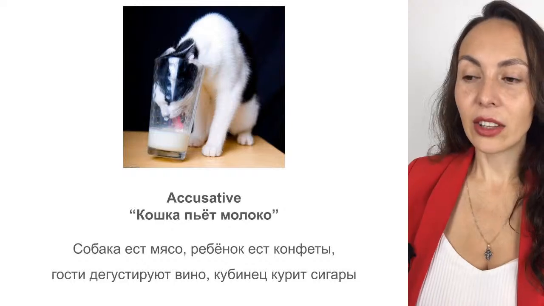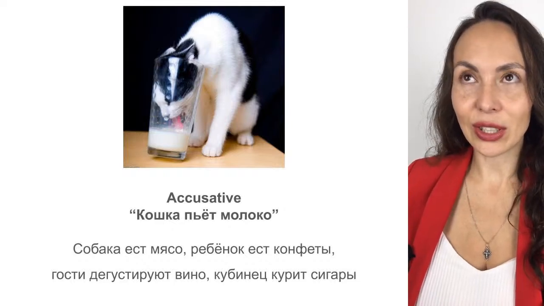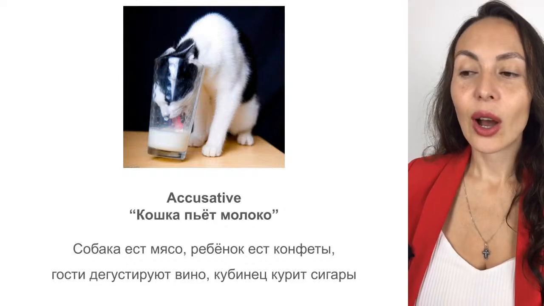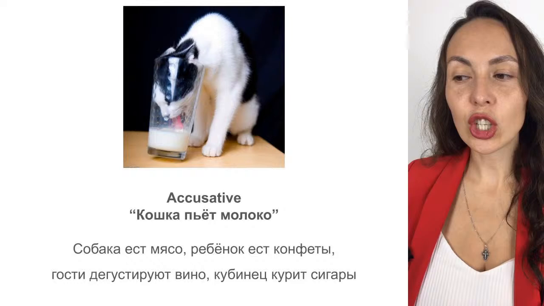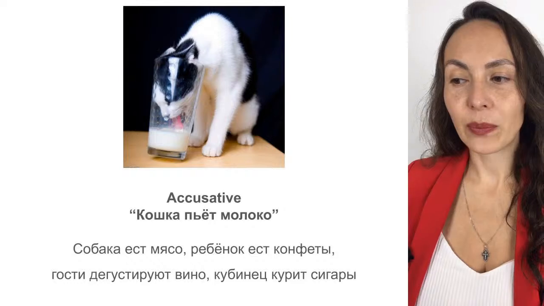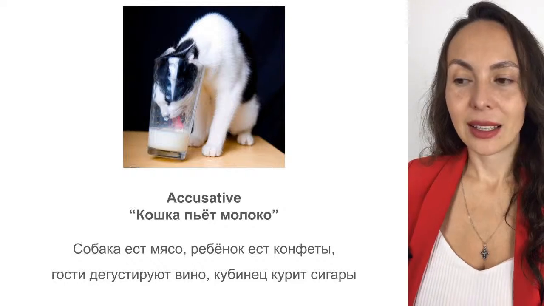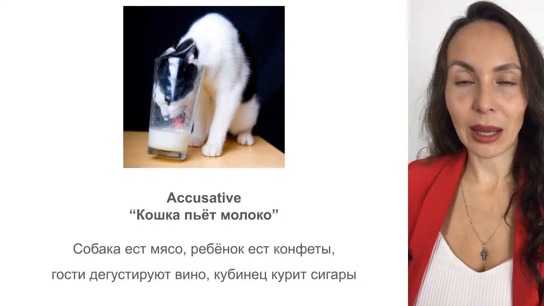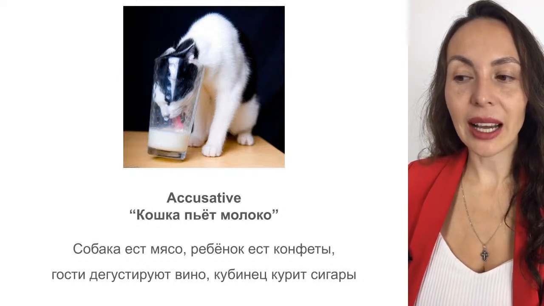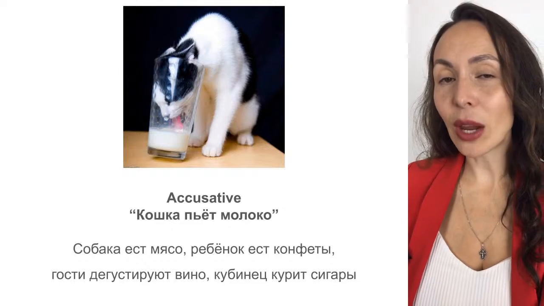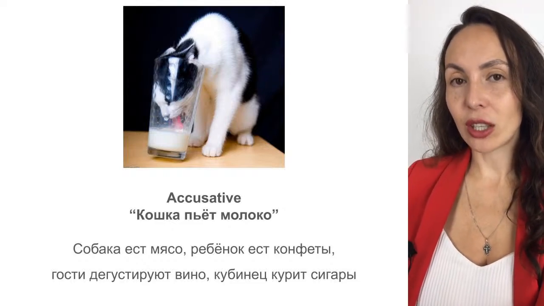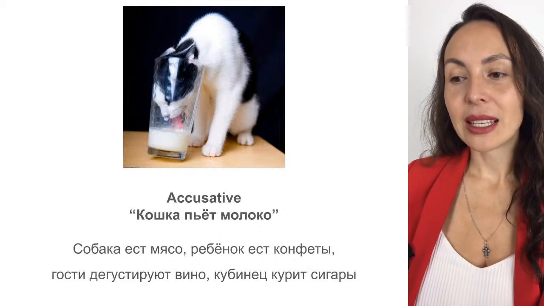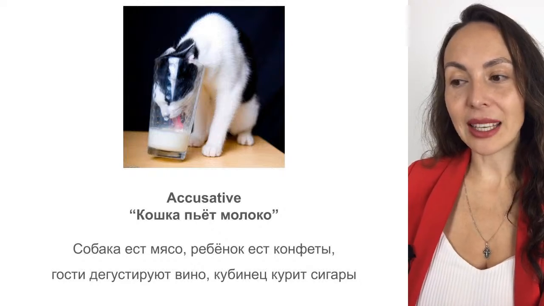Another situation. Accusative. Кошка пьет молоко. The same can be собака ест мясо. The situation is just the same. We only change the components of the situation. Собака ест мясо.